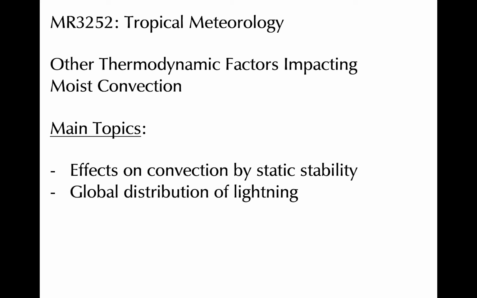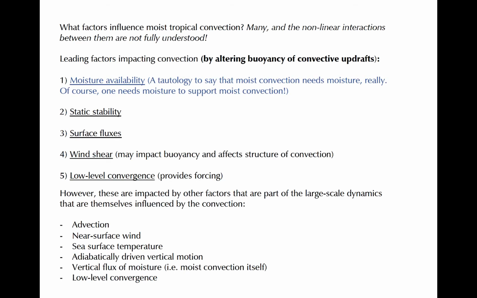We will continue our discussion of thermodynamic factors that impact the vertical growth of moist convection by discussing how static stability impacts convection. Recall from the previous modules that several processes can support or inhibit deep convection. Sufficient moisture is of paramount importance.